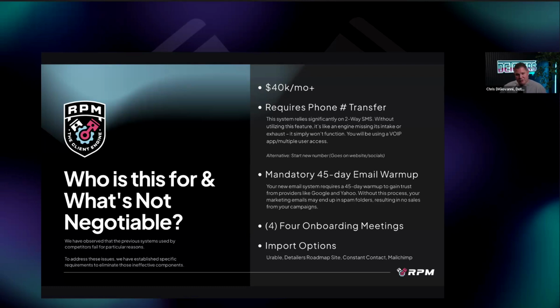This is a major client engine system. I want to repeat this. This is not just automatic texting and emailing. This is a major system. We want to make sure you're comfortable using it.